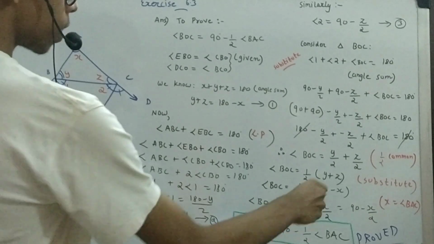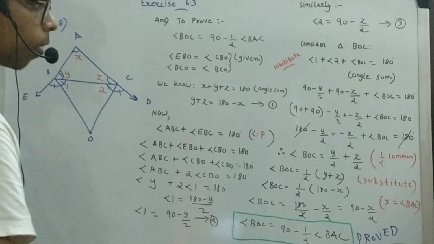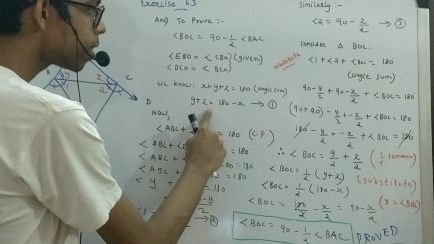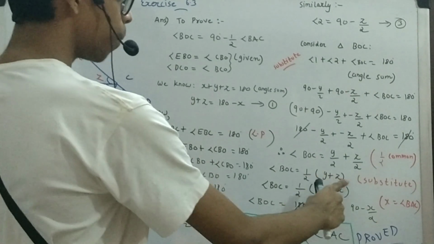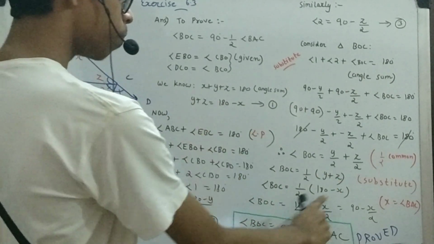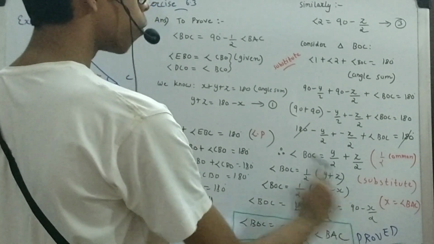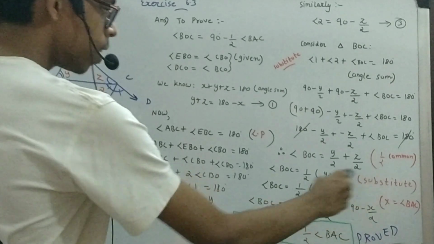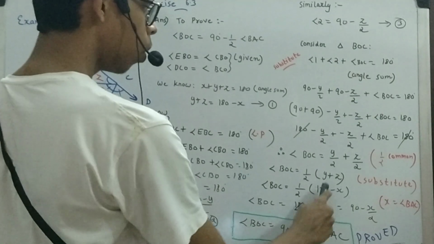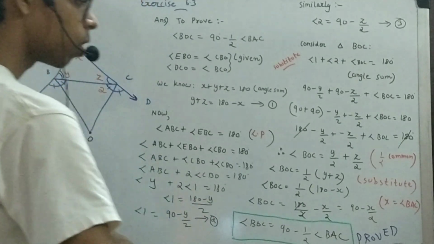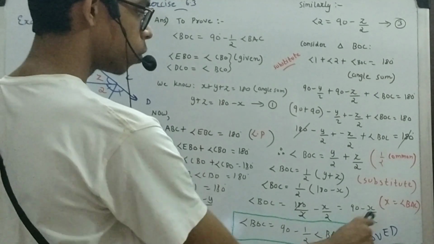Now here, what is y plus z? We had written it in our equation number 1, if you remember: y plus z is equal to 180 minus x. So instead of y plus z, we can substitute 180 minus x. So we will be getting angle BOC is equal to half of 180 minus x. Now just open the bracket. So angle BOC is equal to 180 by 2 minus x by 2. When you cancel 180 by 2 you will be getting 90.